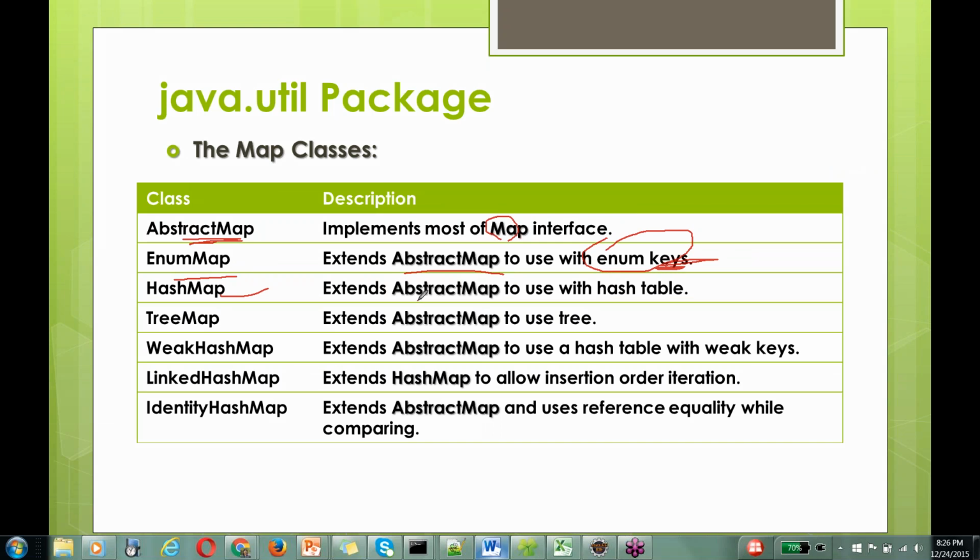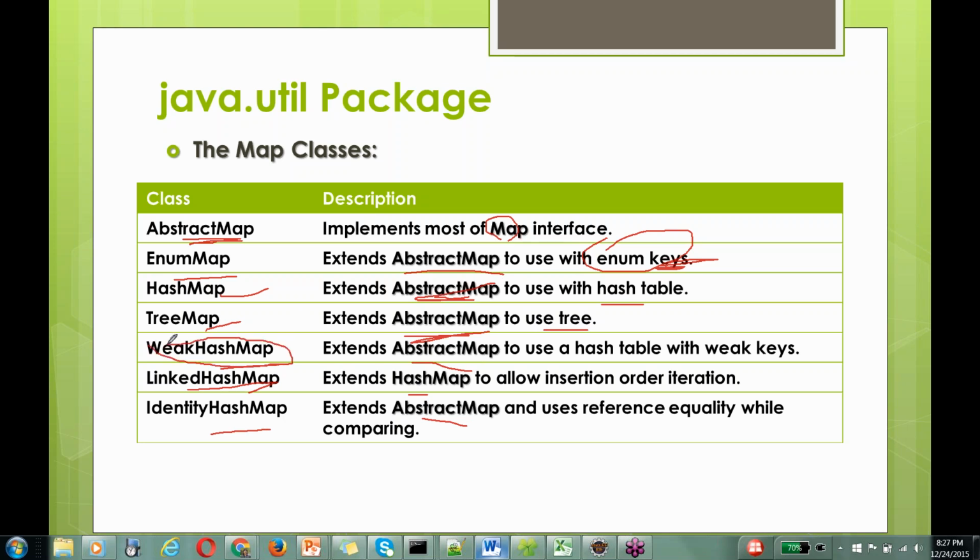Hash map is similar to our hash set, which extends abstract map and uses a hash table. Tree map is similar to our tree set, which extends hash map, and it is a sorted map. It keeps all the elements in sorted order. Weak hash map, linked hash map, and identity hash map are other classes which extend abstract map, hash map, and abstract map respectively.